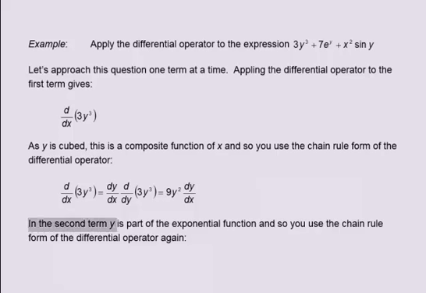In the second term, y is part of the exponential function, and so you use the chain rule form of the differential operator again. d by dx of 7e to the y equals dy by dx multiplied by d by dy of 7e to the y, which equals 7e to the y multiplied by dy by dx.